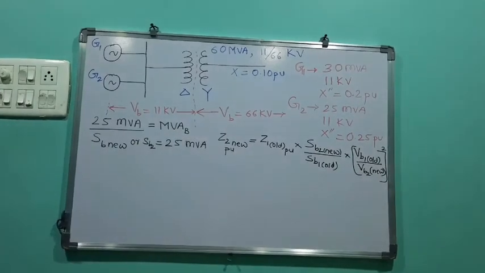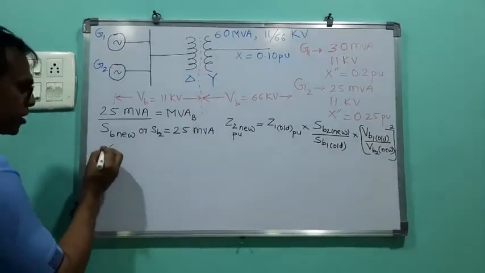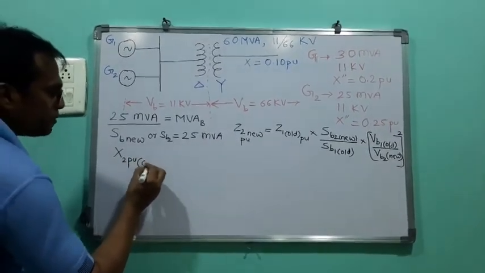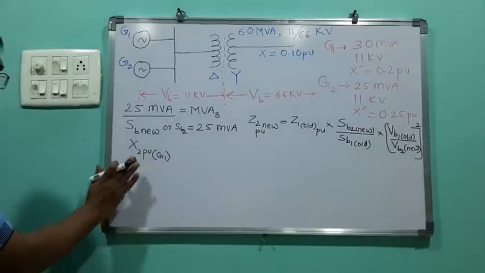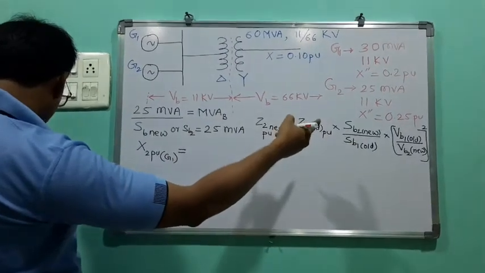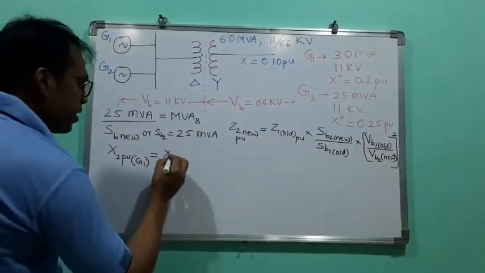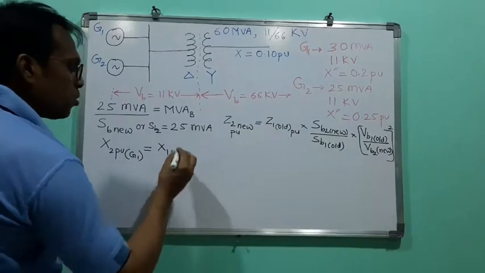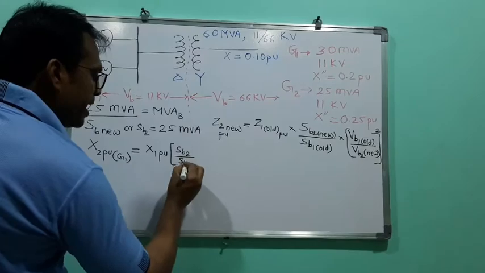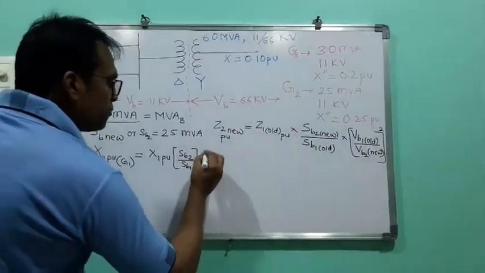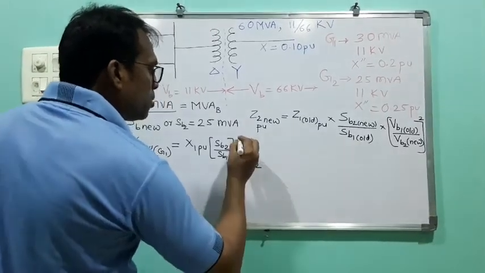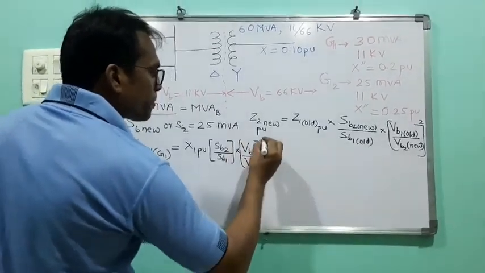Now the main aim is to find out the value of X2 per unit. So X2 per unit for generator 1, that is X new, is equal to, follow the formula. What is the formula? That is X1 per unit, then SB2, that is SB new, divided by SB1, into VB1 divided by VB2, that is a whole square.